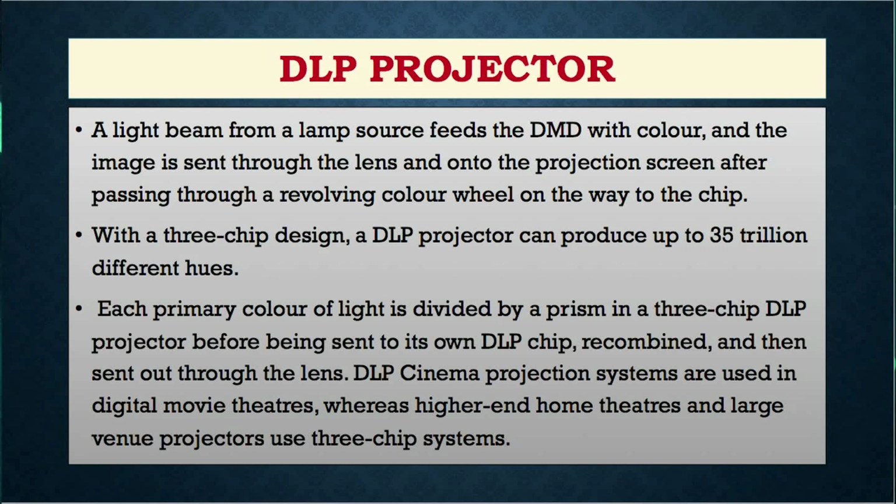DLP cinema projection systems are used in digital movie theaters, whereas higher-end home theaters and large venue projectors generally use a 3-chip system.